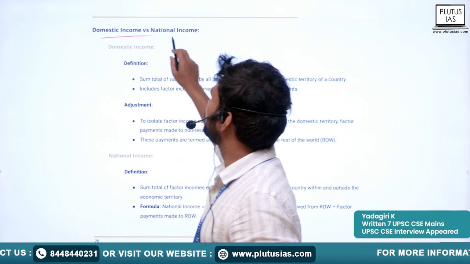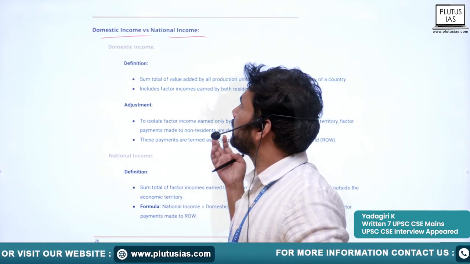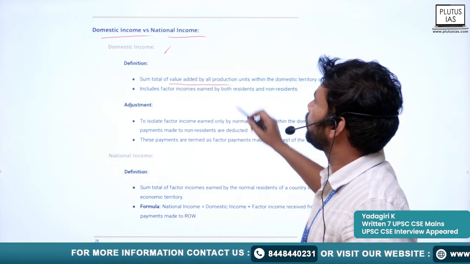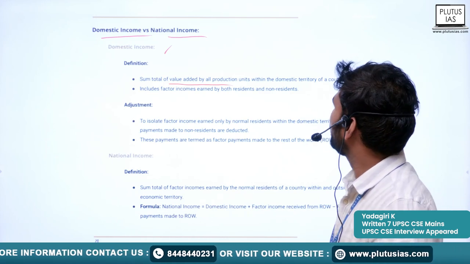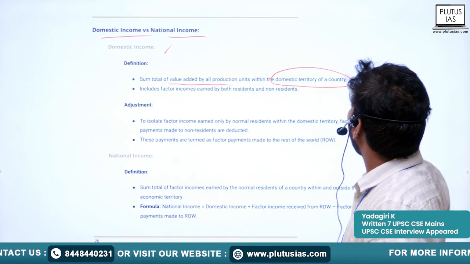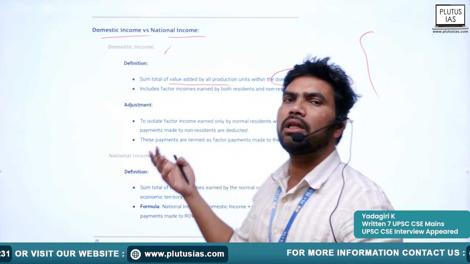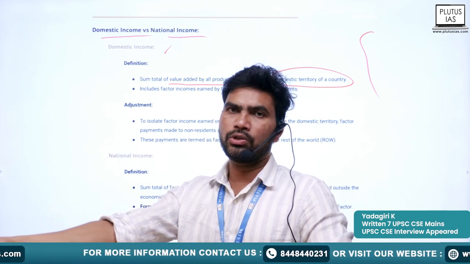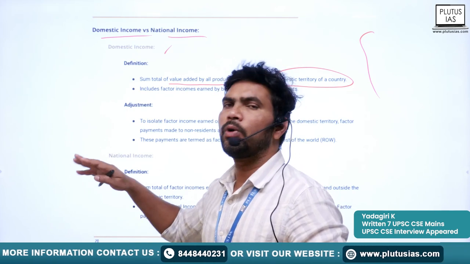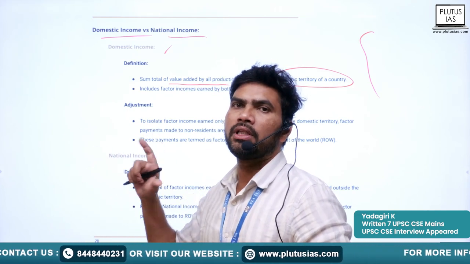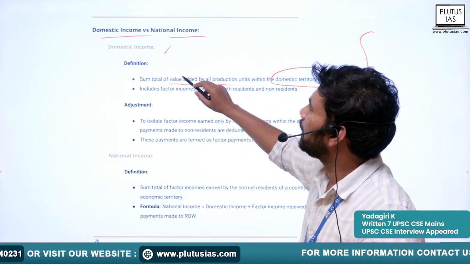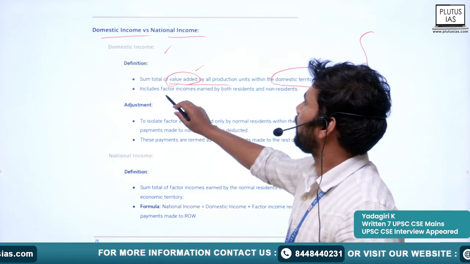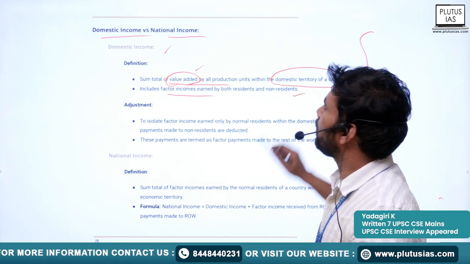Next one is domestic income versus national income. We can say GDP and GNP, right. Domestic income is defined as the sum total of value added by all production units within the domestic territory of a country. Within the territorial boundaries of the country, we have seen other aspects also, like production happening in territorial waters or the exclusive economic zone. Whatever activity is happening within the definition of the territory, that entire value addition is known as the domestic income. It includes factor incomes earned by both residents and non-residents.